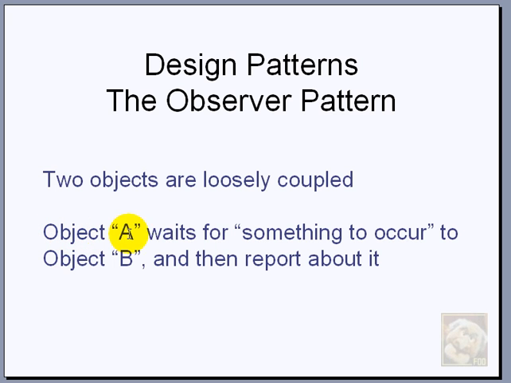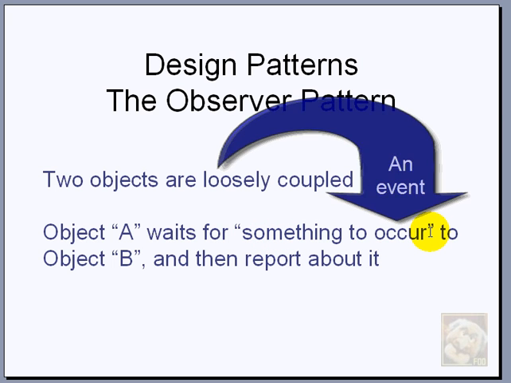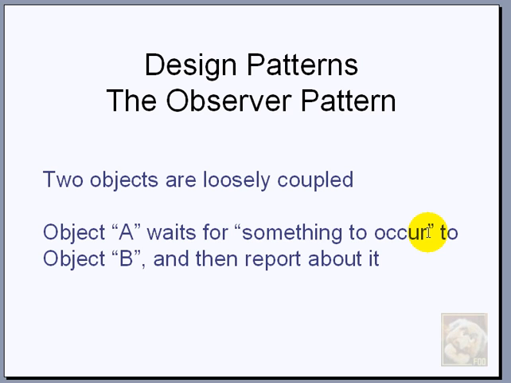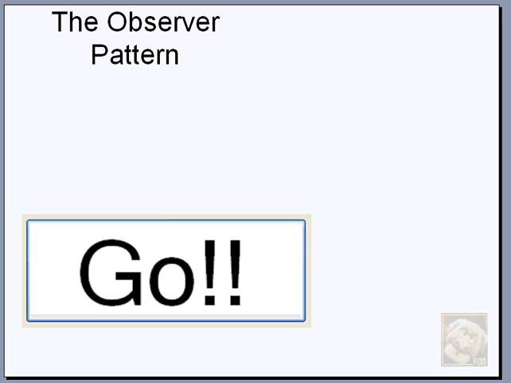So we now say that object A is waiting as long as it needs for something to occur. Something means an event. I will click on the button, or if I speak about other objects, maybe I will drag the object, I will double click on the object, I will drop the object, I will get a focus on the object, and so on. Something will happen. When it does, on my button it will be a click, then the observer object A will say something about it.